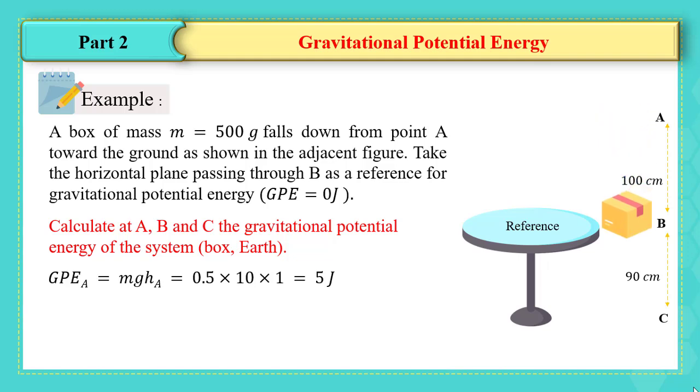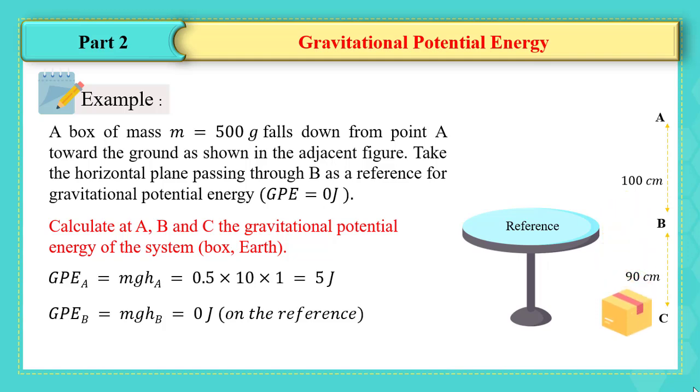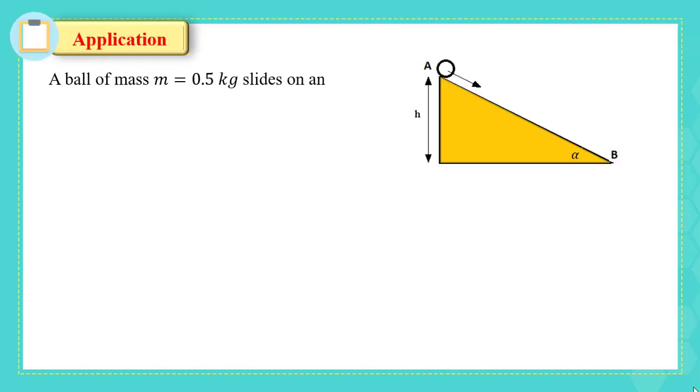Now at point B, what do you think about the height here? It is 0 since it's on the reference. Then GPE at B equals mgh_B equals 0 joules, and it's on the reference. Finally, at point C, it is below the reference. Then the gravitational potential energy at C is minus mgh_C, and the answer is minus 4.5 joules.